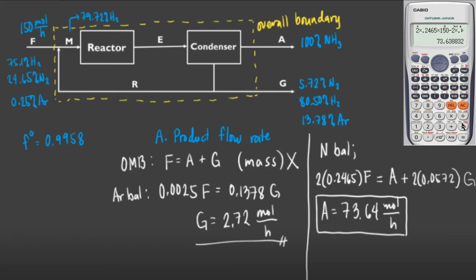And that is how you perform the overall balances for the Haber process. For the determination of the product flow rate, alternatively, you can also perform the hydrogen balance. That is because ammonia also contains hydrogen, and you would still arrive with the same answer of the product flow rate whether you use the nitrogen or hydrogen balance. Let's proceed to the next unknown.